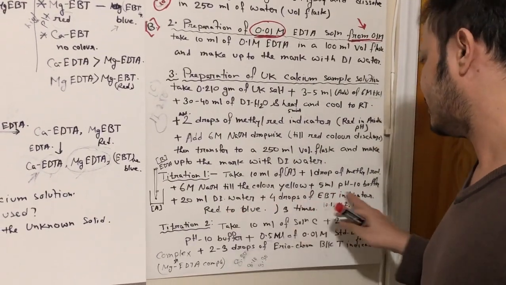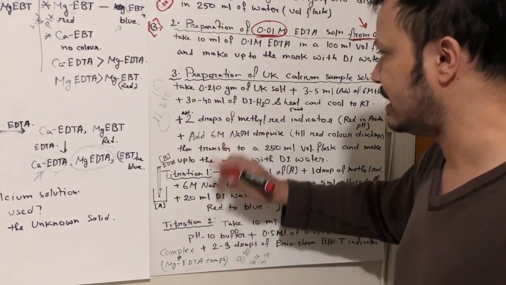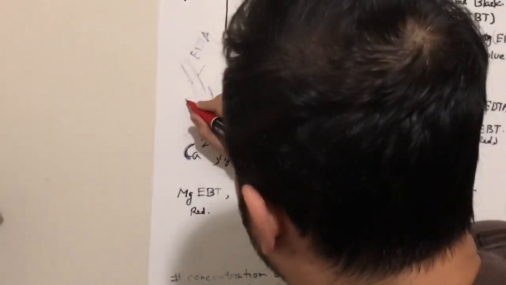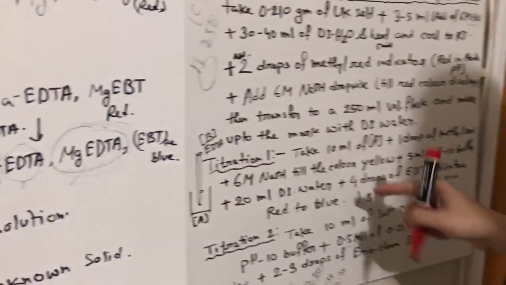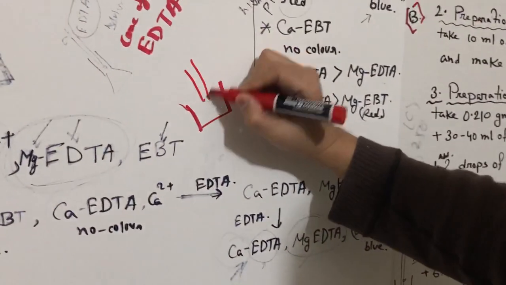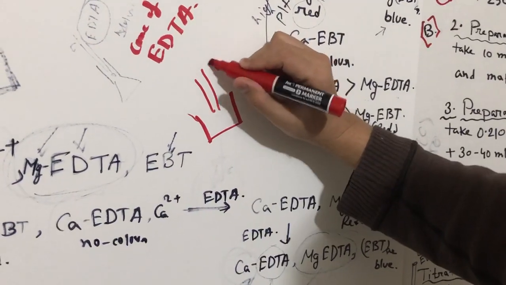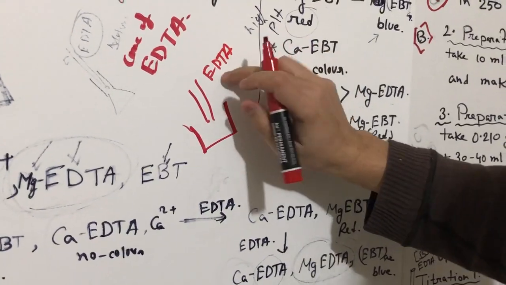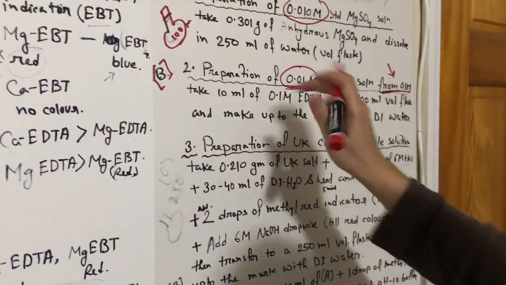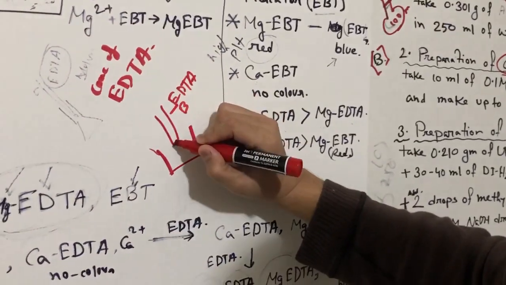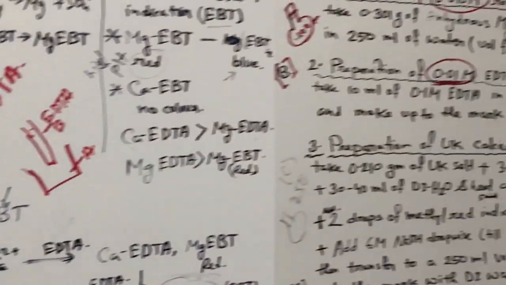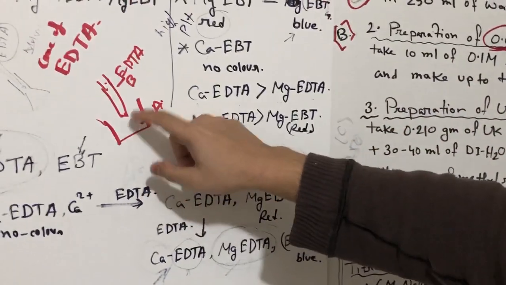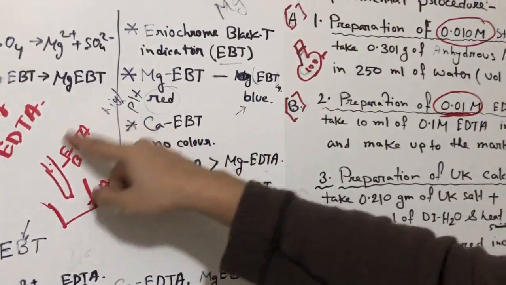So after this, what will you do? In a beaker, you are going to add all of these. Then you set up a burette with the EDTA. So this one is B. B will be in the burette, and here is the A in the beaker.